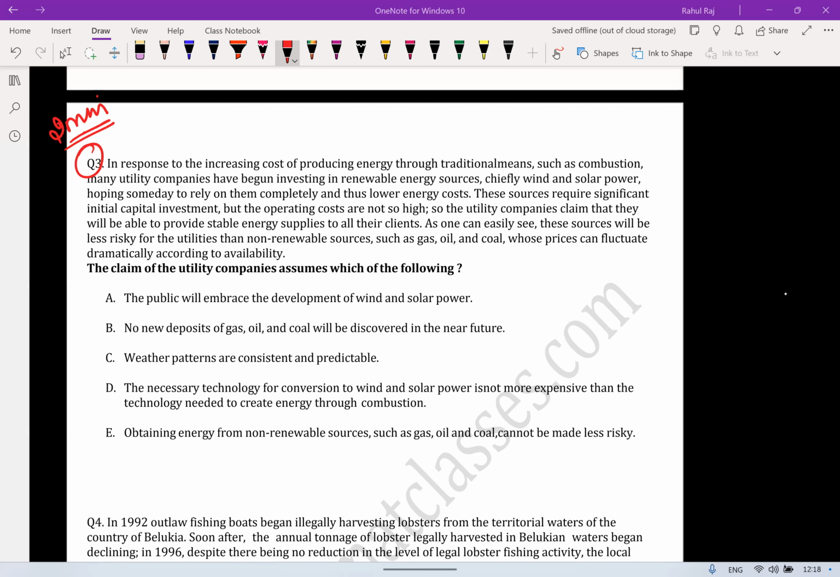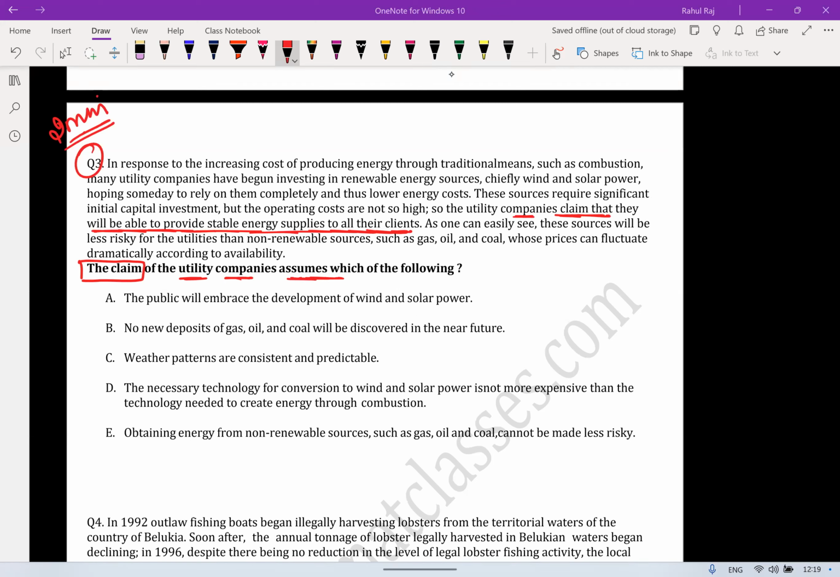So if you're marking D, it means you have not read the question properly. It says the claim of utility company assumes which of the following. What is the claim? The claim is pretty simple. It is written that the utility company claims that they will be able to provide a stable source of energy supplies to all their clients. The question is pretty simple. The claim of utility company assumes which of the following?